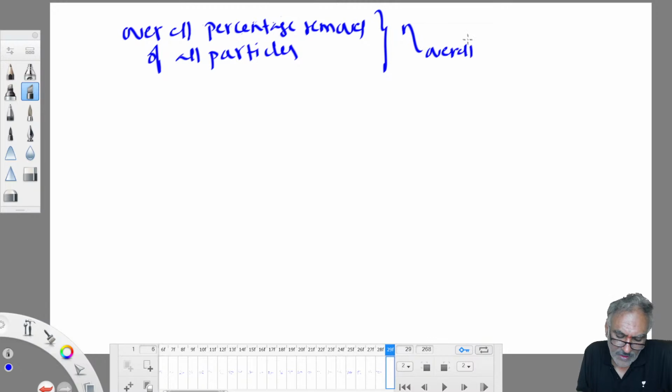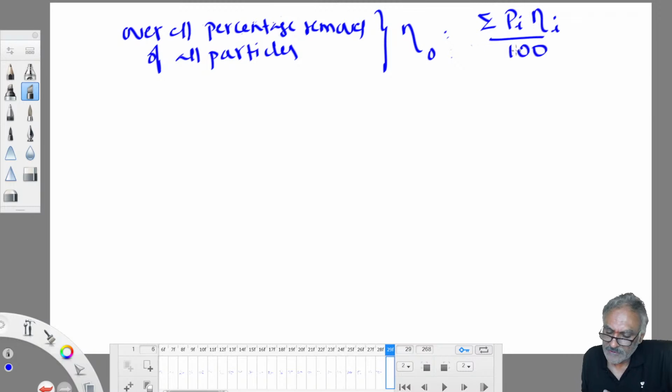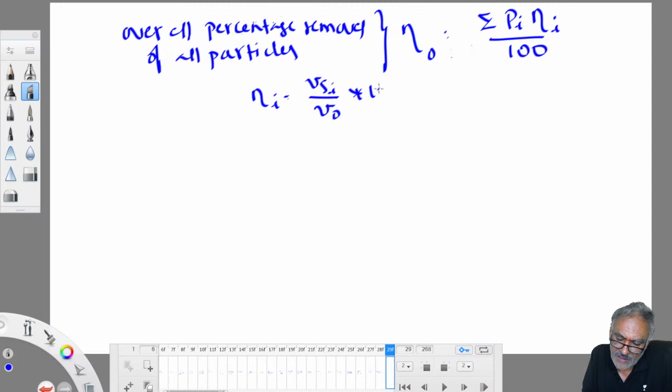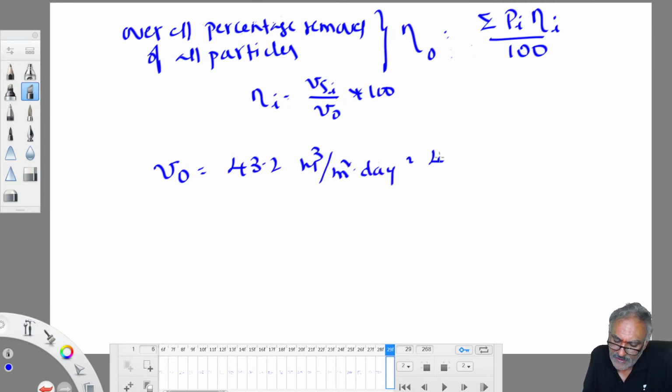Overall efficiency, efficiency η₀, is equal to sigma Pi into efficiency of individual particles by 100. For individual particles you have to find out efficiency. How can you work out the efficiency of individual particles? Settling velocity of individual particles divided by V0 into 100. For that, V0 is given as 43.2 meter cube per meter square day, nothing but 43.2 meters per day.